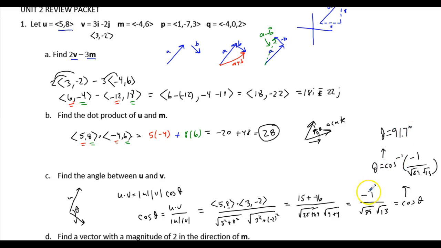Slightly obtuse, which makes sense because the dot product was a negative number, so we should have expected theta to be obtuse. And it's really pretty close to 0, so it's not surprising that this is pretty close to a right angle.